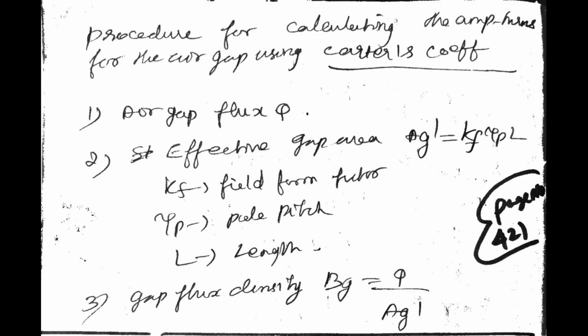Electrical machine design. Procedure for calculating the ampere turns for the air gap using Carter's coefficient. First, air gap flux phi. Second, effective gap area Ag dash is equal to Kf tau p L, where Kf is the field form factor, tau p is the pole pitch, and L is the length. Third, gap flux density capital Bg is equal to phi divided by Ag dash.